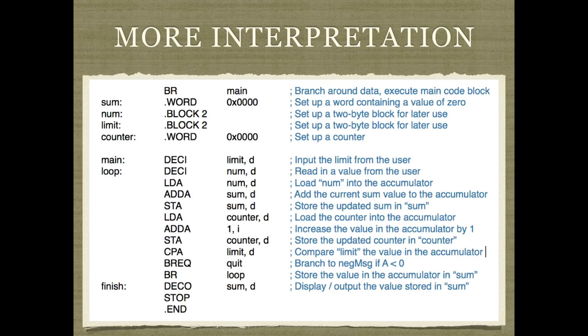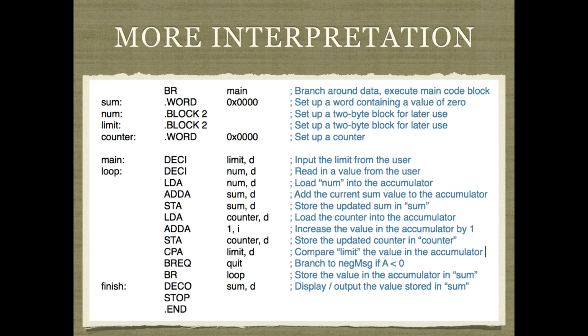So rolling down from the top, BR main, so we go to main, starting at DECI limit,D. So inputting a numeric value from the user, which indicates a limit, then rolling to the next command, DECI num,D. So reading in a value from the user, any number will do. Load that number into the accumulator, then add whatever value is in sum to the accumulator.